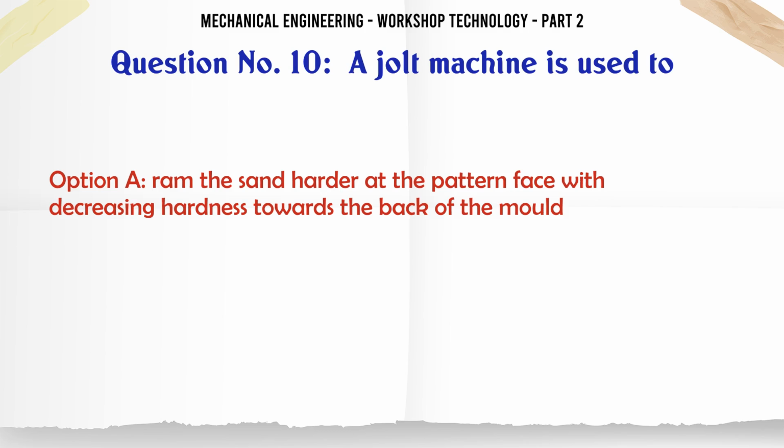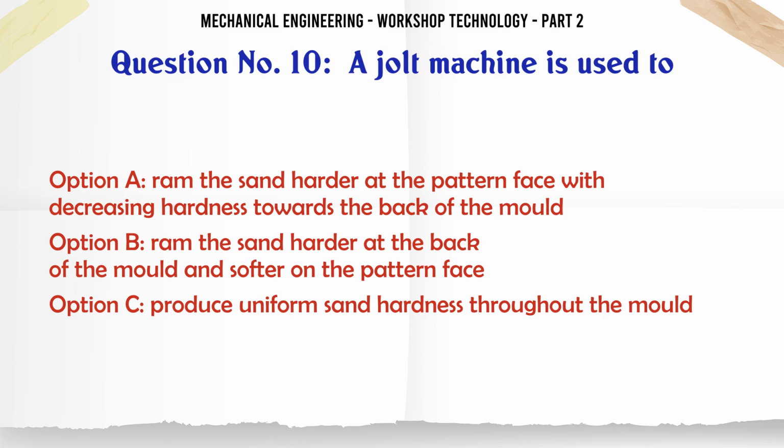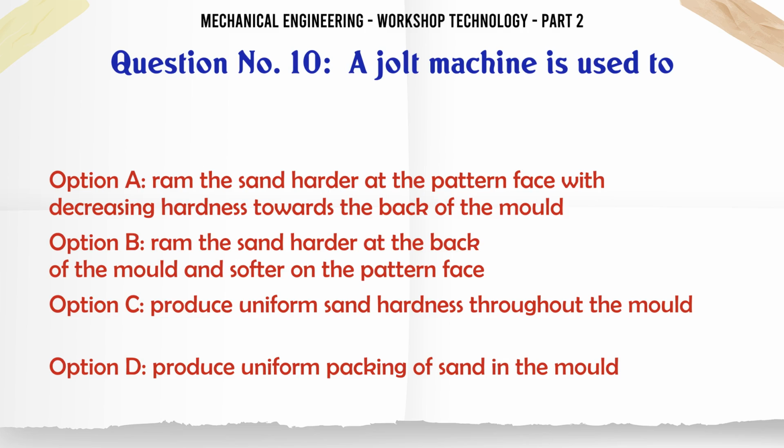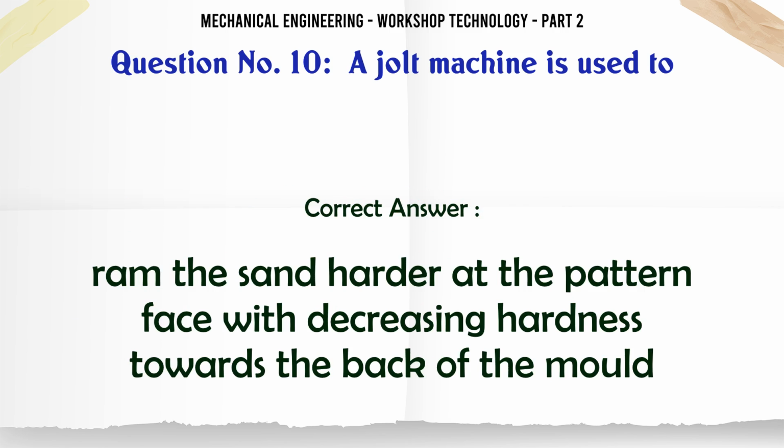A jolt machine is used to A. Ram the sand harder at the pattern face with decreasing hardness towards the back of the mold, B. Ram the sand harder at the back of the mold and softer on the pattern face, C. Produce uniform sand hardness throughout the mold, D. Produce uniform packing of sand in the mold. The correct answer is ram the sand harder at the pattern face with decreasing hardness towards the back of the mold.